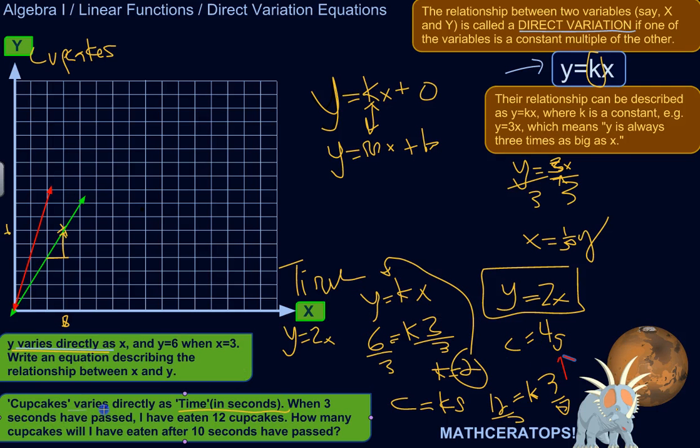So first, look for the keyword: it varies directly as. So you know it's going to take this form. And then you can either plug in a pair of values, or you can graph that pair of values and connect it to the origin and find out what the slope is. And then the slope is your constant of variation. Yeah? Alright, enjoy.